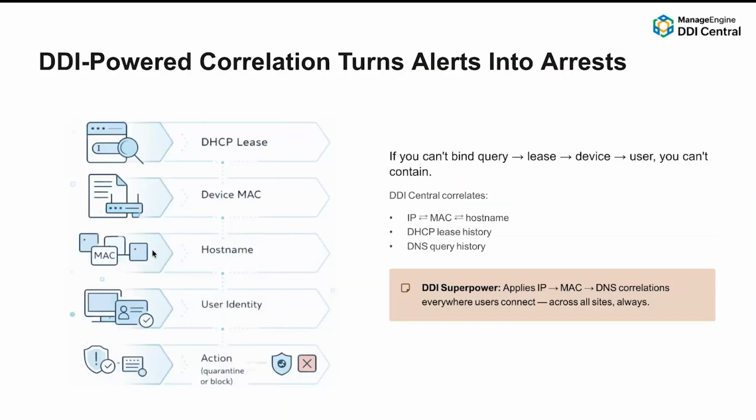So why is there a need for correlation? If you cannot bind query to lease to device to user, you cannot contain. DDI Central correlates IP, MAC address, host name, DHCP lease history, and DNS history, everywhere users connect. So this correlation turns alerts into answers.